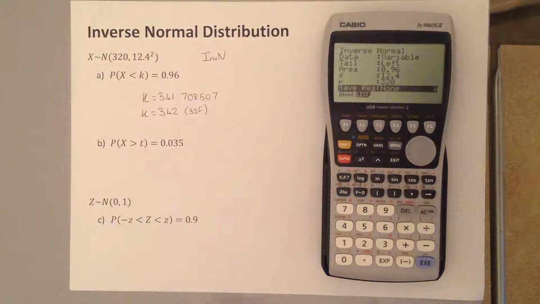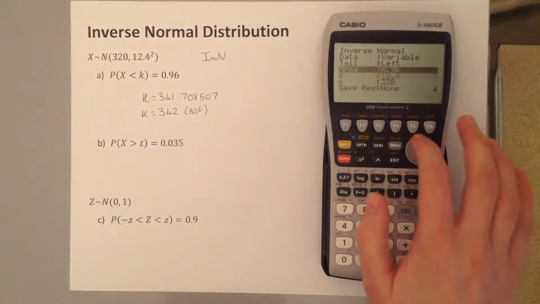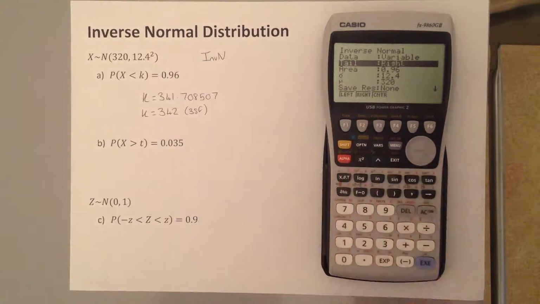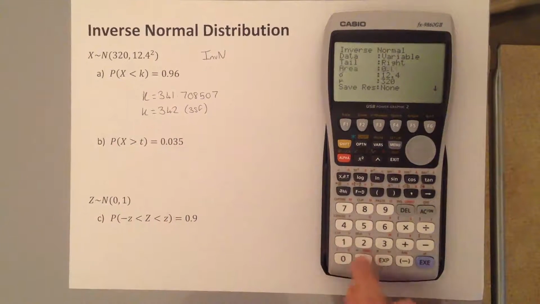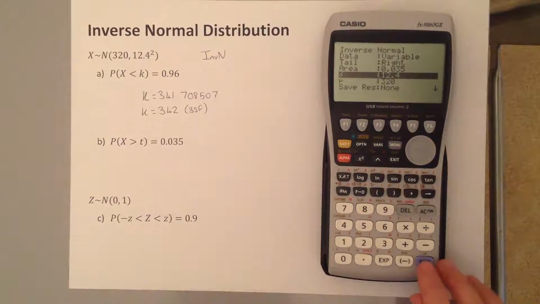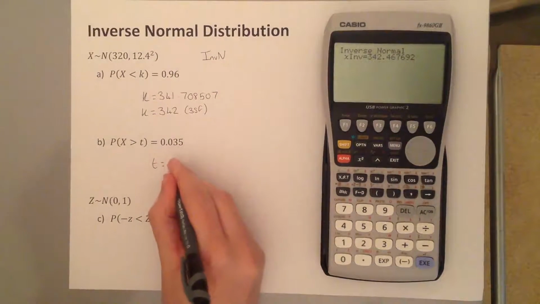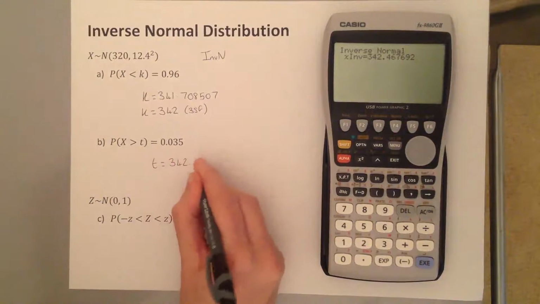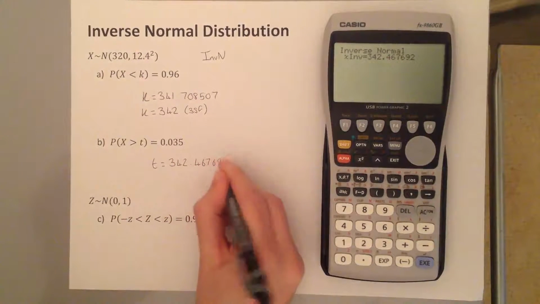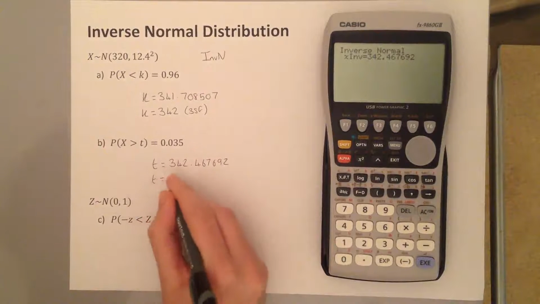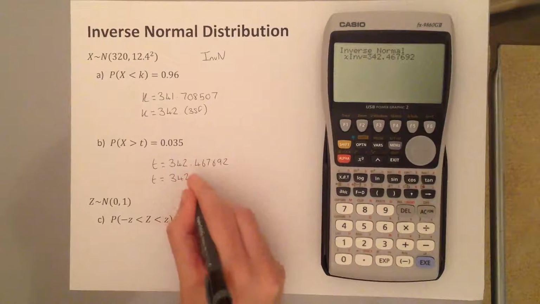In part B then, we've got the probability that x is greater than something is equal to 0.035. So because it's a greater than question, I need to change my tail to the right. Once I've changed the tail, I need to put the area in, so this time it's 0.035, and the standard deviation and mean haven't changed. Again, if I press execute, it should tell me that t is equal to 342.467692. If I round that to three significant figures, I get 342.